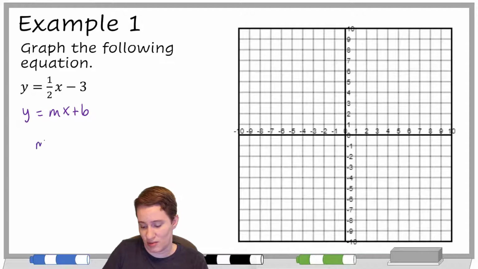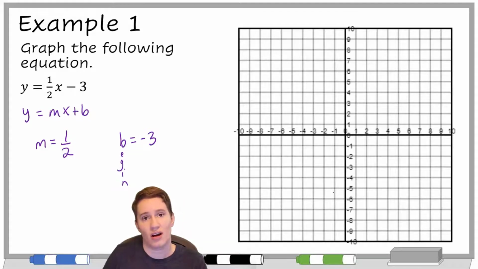M is the number that's in front of x, so m is 1/2. B is the number that's being added or subtracted, and since it's minus 3, we would say that b is negative 3. So two things here. B is what we're going to begin with. We're going to start by putting a dot on the y-intercept. So at negative 3 on the y-axis, which is the up and down vertical axis, I'm going to put a dot here at negative 3.